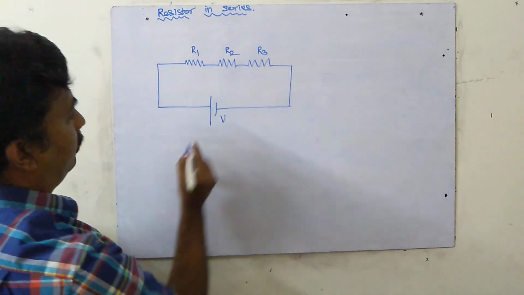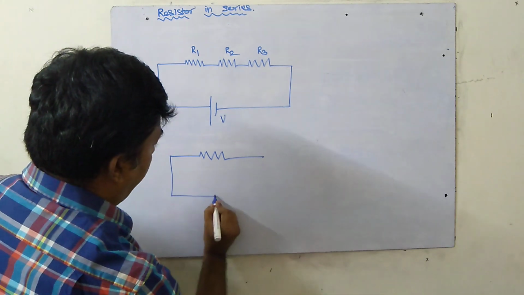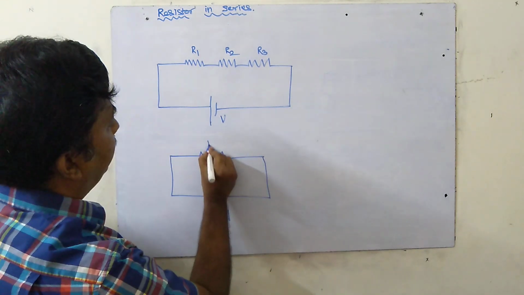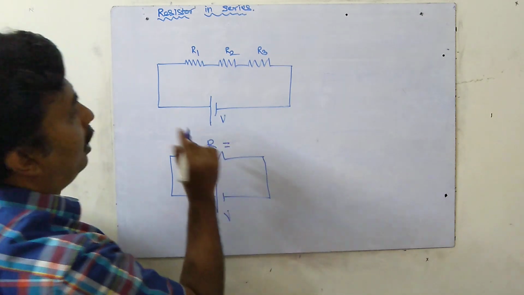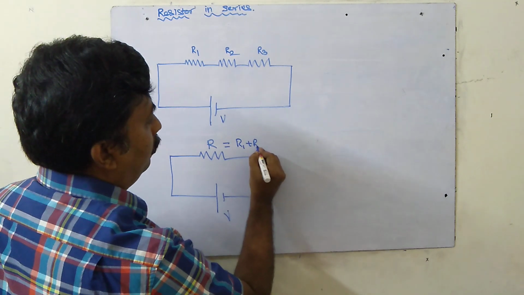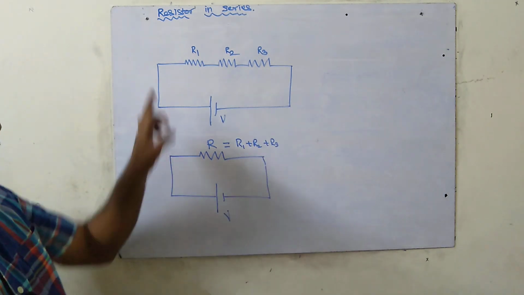The total resistance, I am converting this. This is called network reduction. That is, a large network I am reducing into a small network. So this is V, and this value is R. And what is the value of R? R equals, in series we know that we have to add: R1 plus R2 plus R3. In series we have to add the resistances.